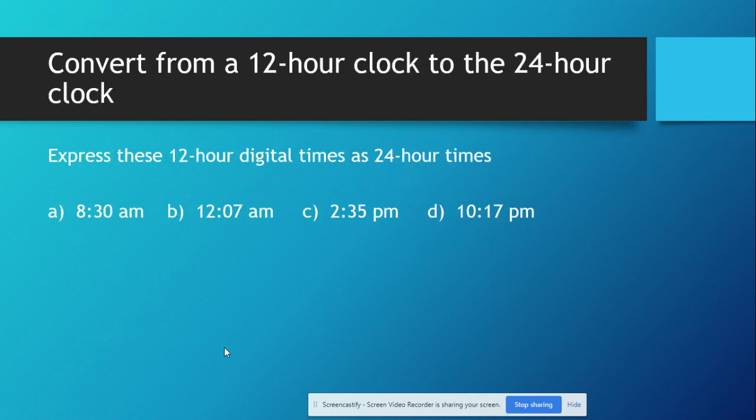Express these 12-hour digital times as 24-hour times. Okay, so you've got 8:30 a.m., 12:07 a.m., 2:35 p.m., and 10:17 p.m. Again, I want you to pause me, try them all out, and then check the answers.